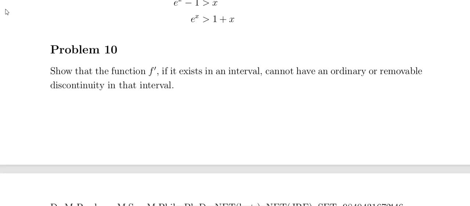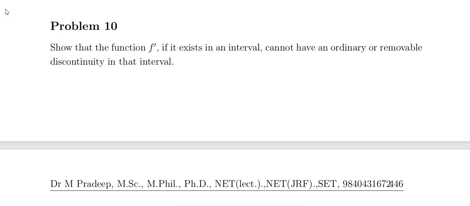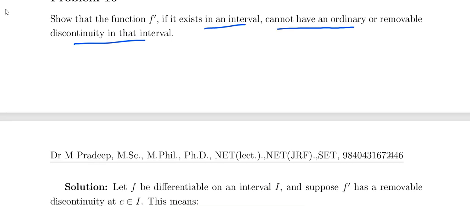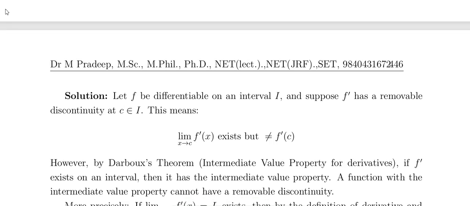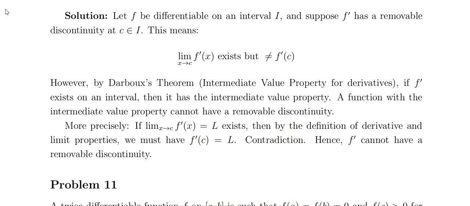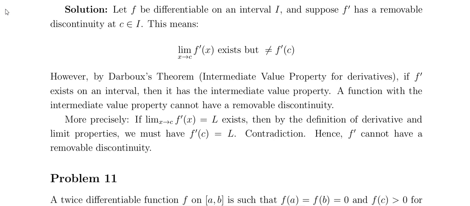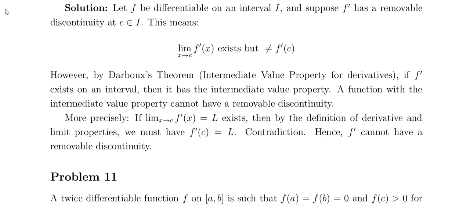And show that the function f dash, if it exists in an interval, cannot have an ordinary or removable discontinuity in the interval. That is also a result. If the function f dash exists in an interval, it cannot have an ordinary or removable discontinuity. Ordinary discontinuity or removable discontinuity in that interval does not exist. So you can try to prove it.